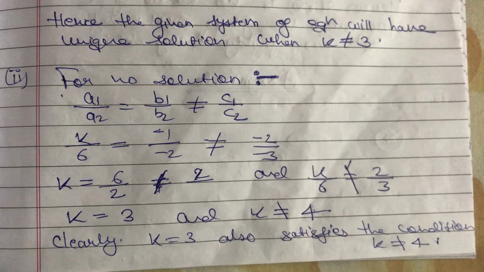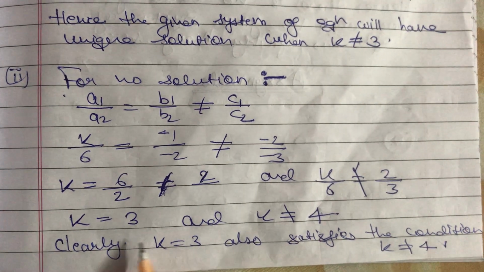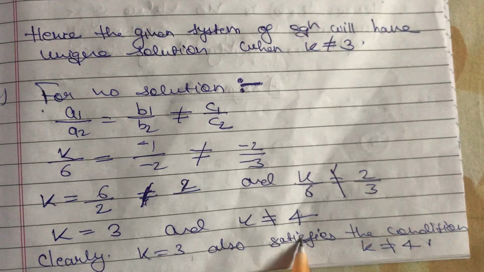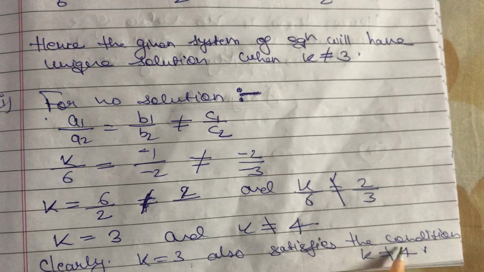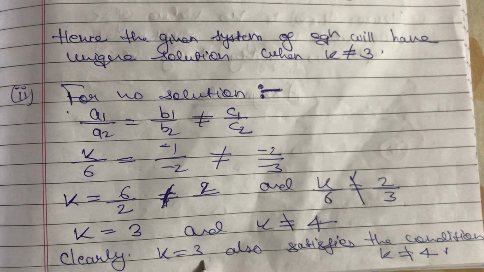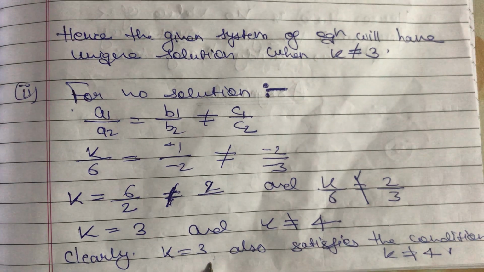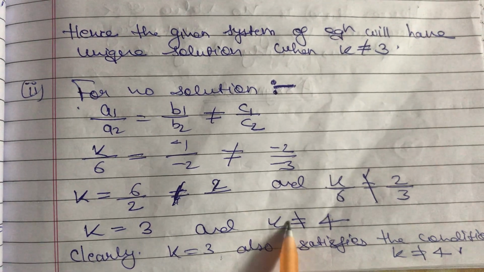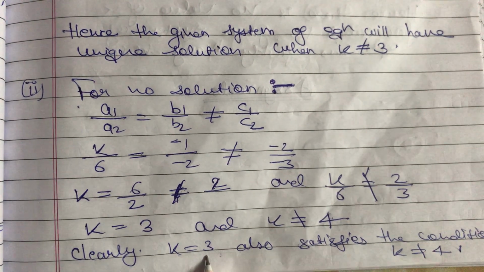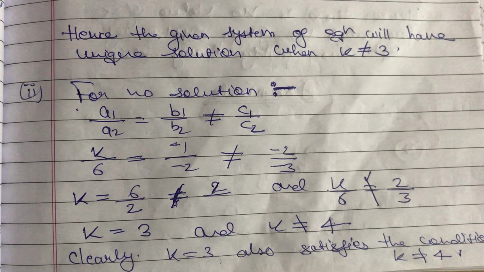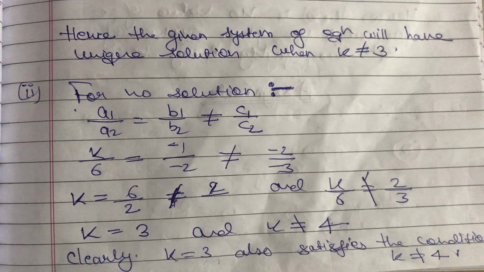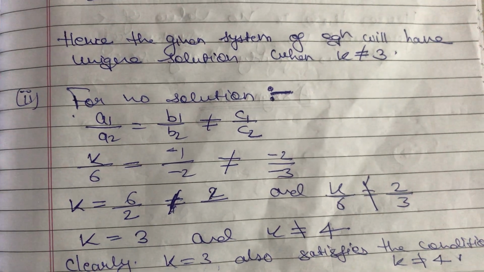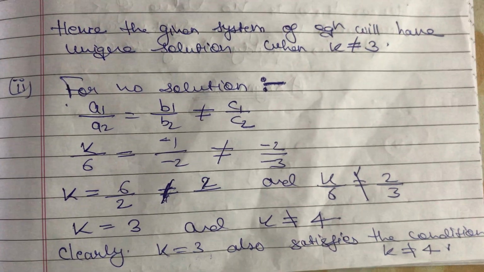So what should be the final one? Definitely, if I take k equals 3, it also satisfies the condition that k is not equal to 4. So the value of k must be 3 in case of no solution, right? Because this condition is also included in this. Here I have stated that the value of k is 3, so definitely it is not equal to 4. The value of k is 3.